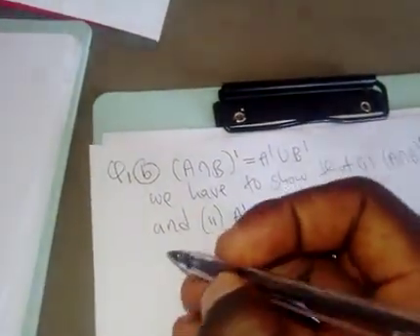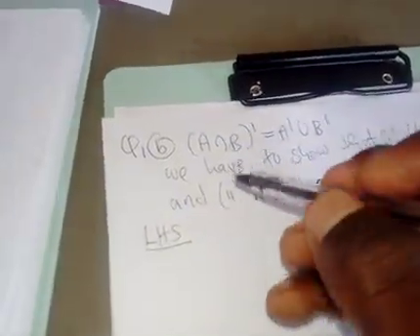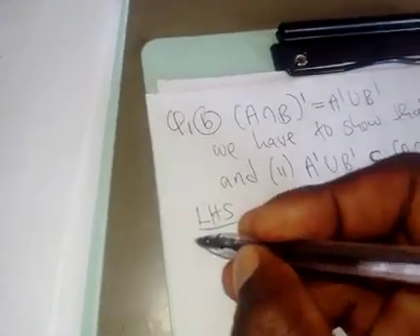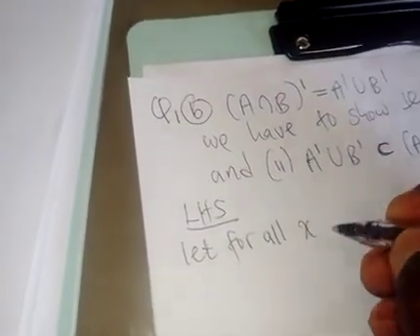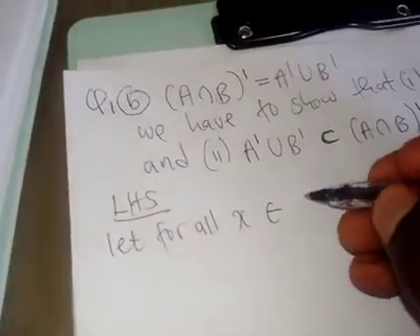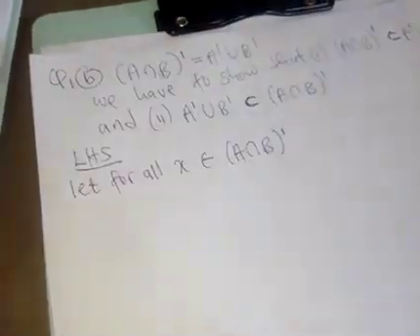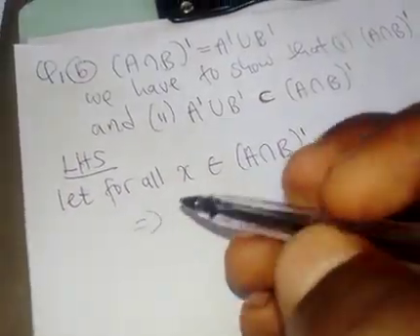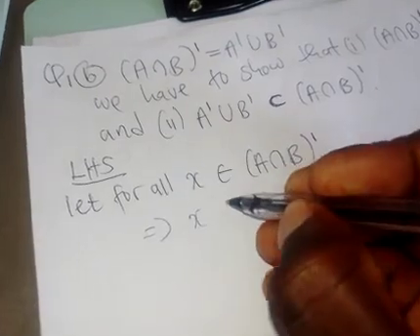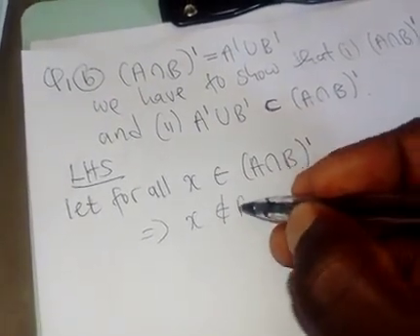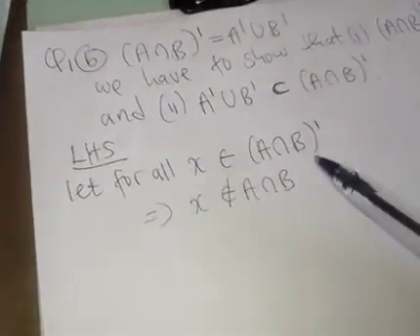After that, you start from the left hand side. So from the left hand side, you have to say, let for all x's be members of what you have on your left hand side. Members of what? A intersect B complement, like that. Then at this point, this implies that, so if x is a member of A intersect B complement, what does it mean? It means that x is not a member of A intersect B, since it's what? It's found outside A intersect B.